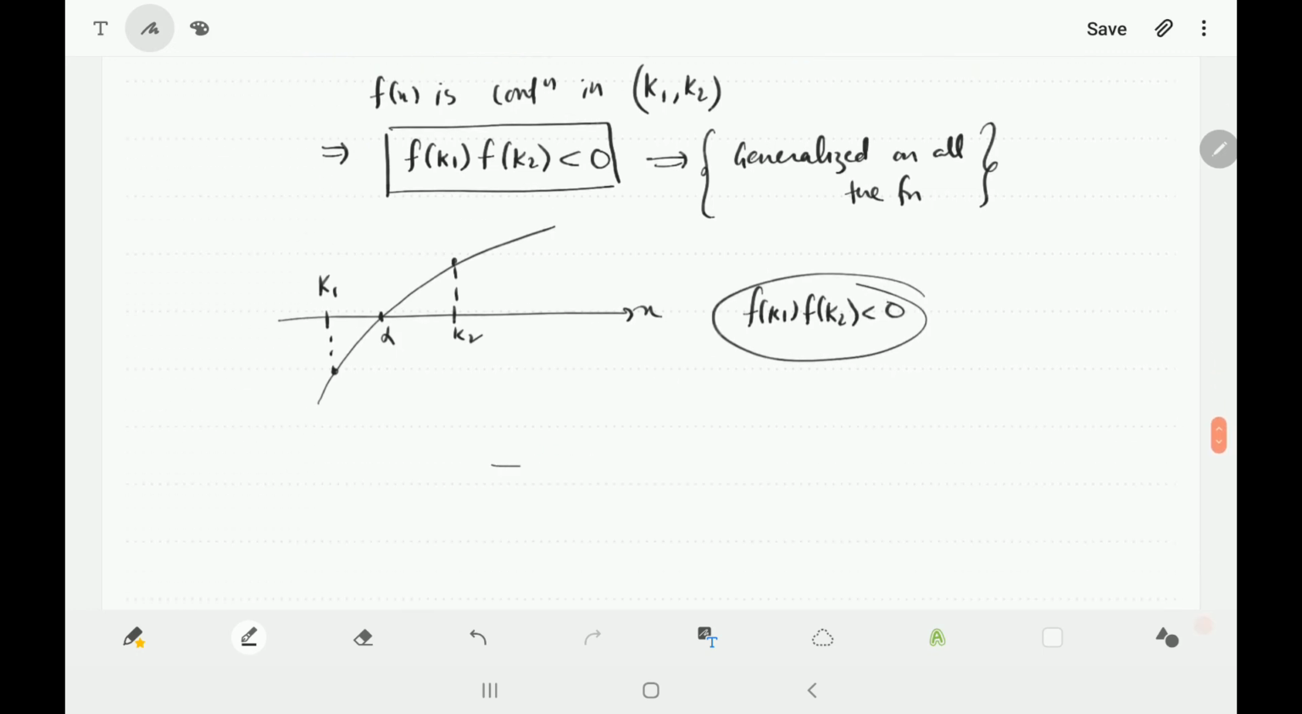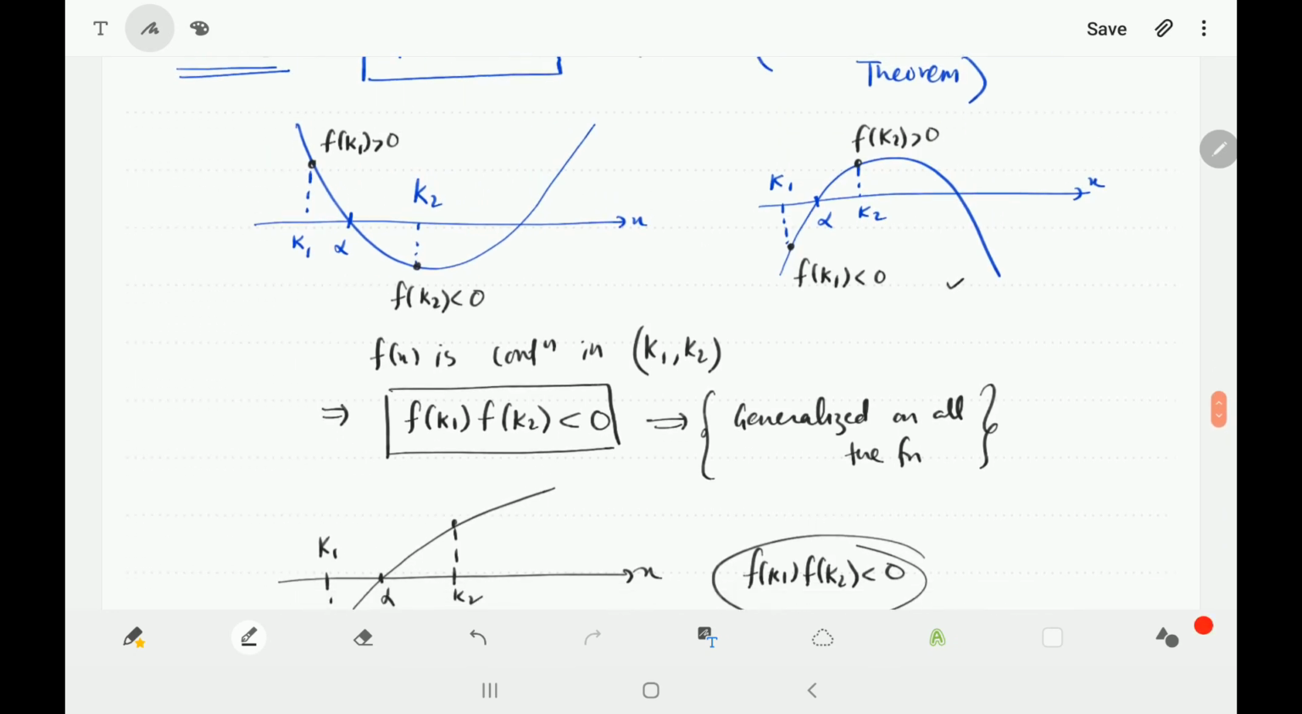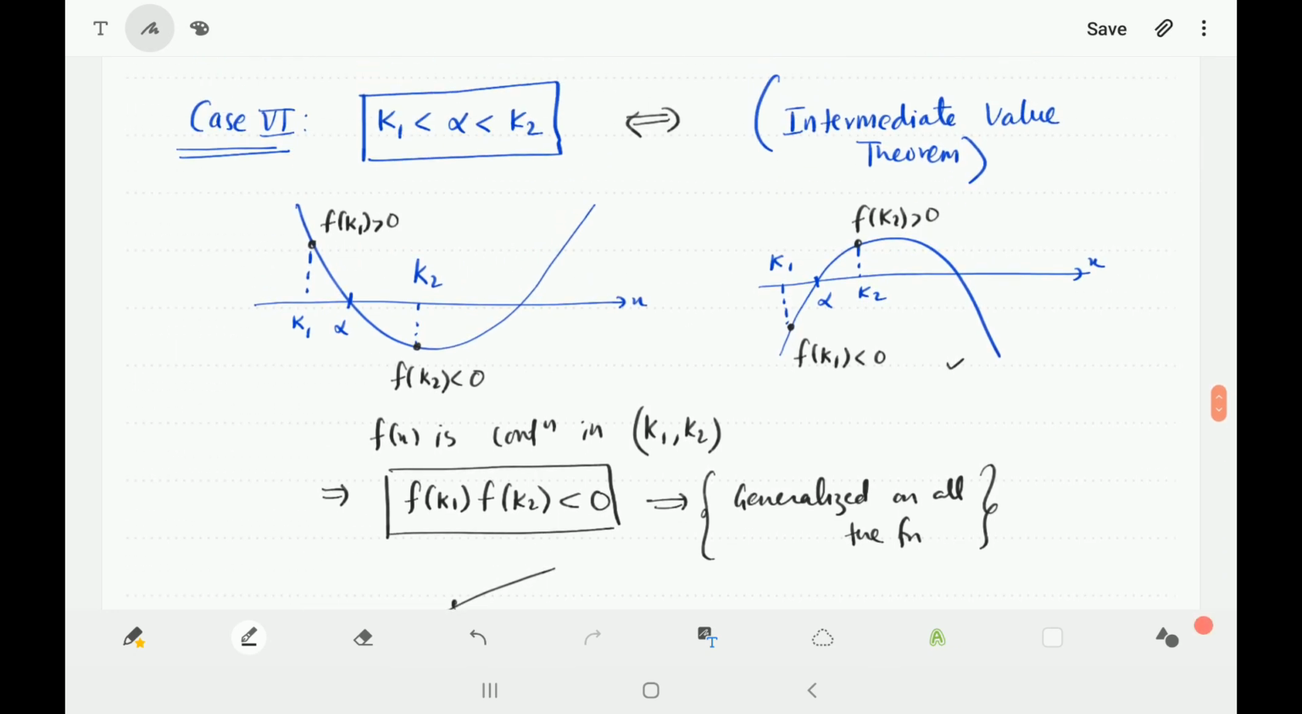We can state this as: if a graph goes from negative to positive, say here the graph is negative, here the graph is positive, and the graph is continuous, then definitely it will be 0 between those two values and it will give the root. Or if the graph goes from positive to negative, definitely in between these two values there will be a root. So I hope it is clear that for this particular case the condition will be f of k1 into f of k2 is less than 0, and this is also one of the results of the intermediate value theorem.